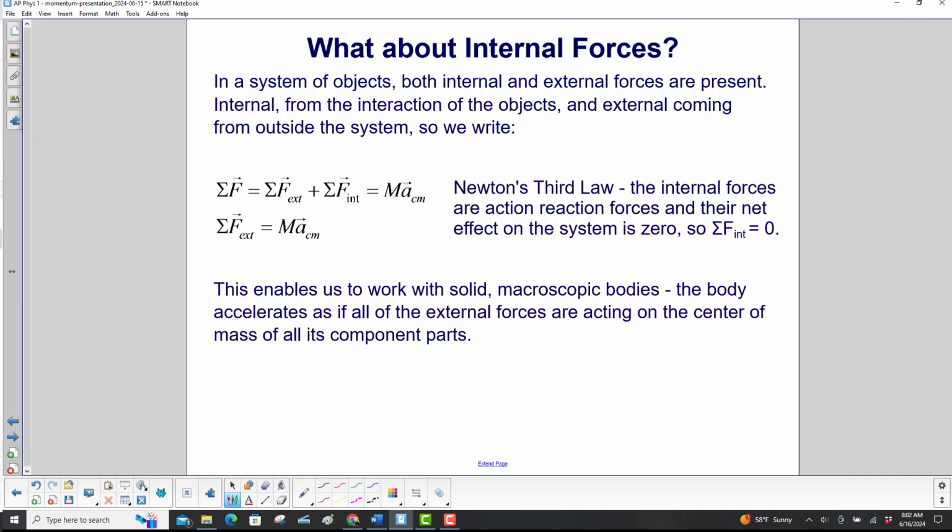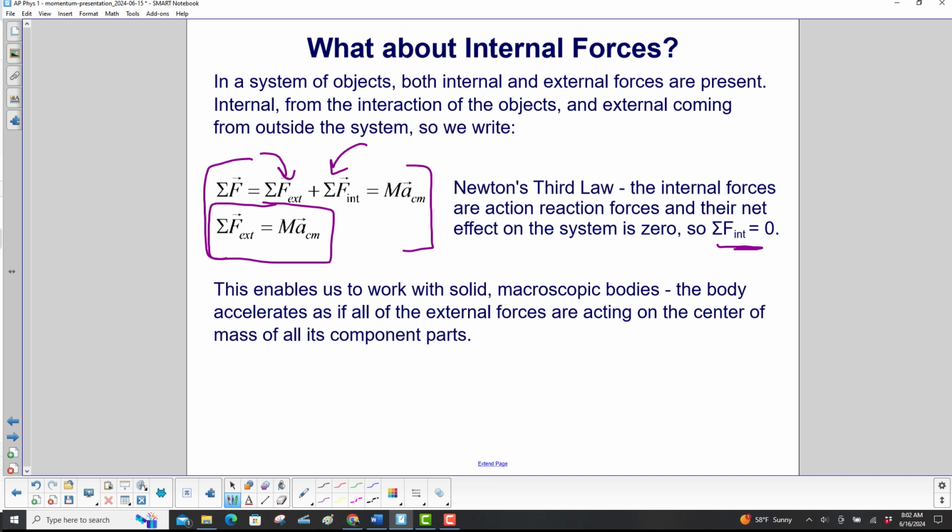In a system of objects, both internal and external forces are present. Internal from the interaction of the objects, and external coming from outside the system. So we can write the sum of the forces is the sum of the external forces and the internal, and that will be m a center of mass. Now let's use Newton's third law. The internal forces are action-reaction forces, and their net effect on the system is zero. So the sum of the internal forces is zero, and that leaves us with this equation right here.